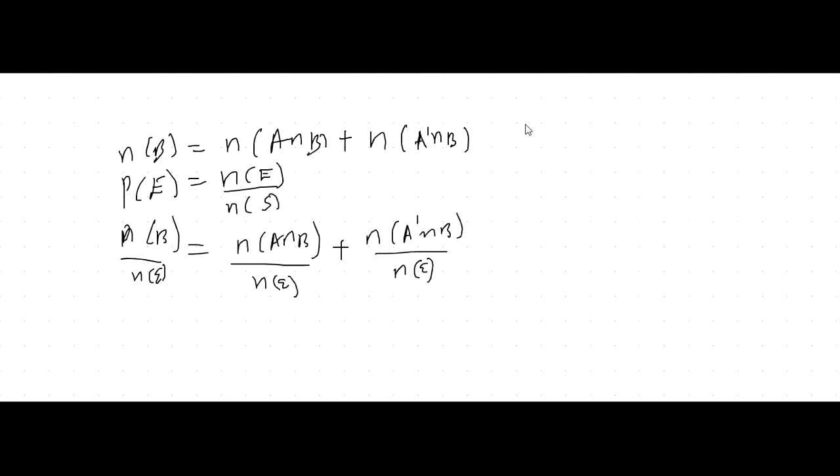So number of B divided by number of the universal gives us probability of B. Number of A intersection B divided by the universal gives us probability of A intersection B. Number of A complement intersection B divided by number of the universal gives us probability of A complement intersection B. So this becomes our third rule of probability.